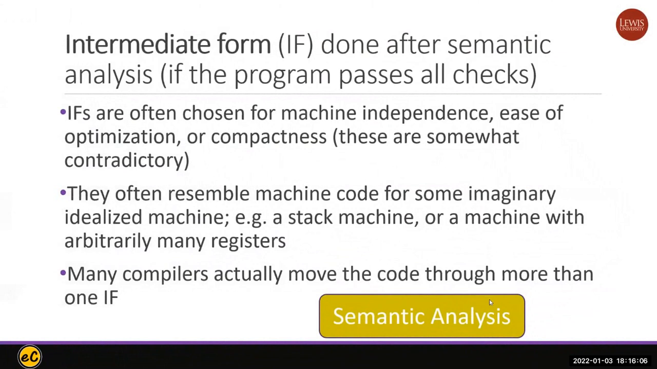Next, from semantic analysis, we have code generation into an intermediate format. This portion is machine independent. So usually we compile it into some sort of intermediate form, or nowadays the more popular term is bytecode.